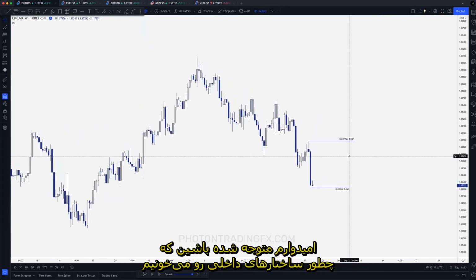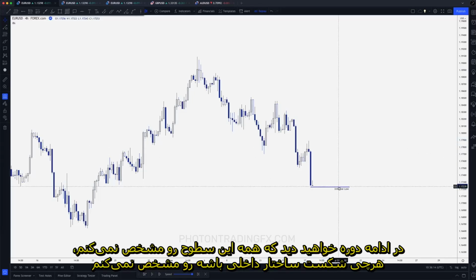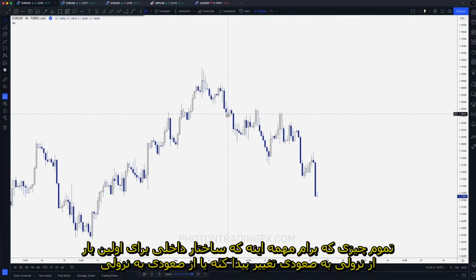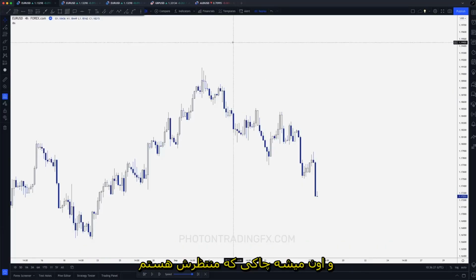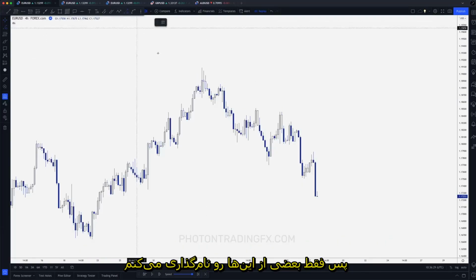Hopefully you're understanding how to read internal structure. But what you'll see as we go through the course is I'm not drawing on all of that. I'm not marking every internal structure break. All I care about is the first time that internal structure switches from bullish to bearish, or from bearish to bullish. And that would be my change of character. So we can label some of these on.